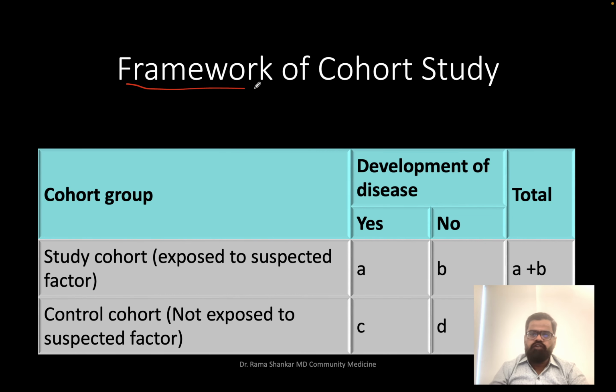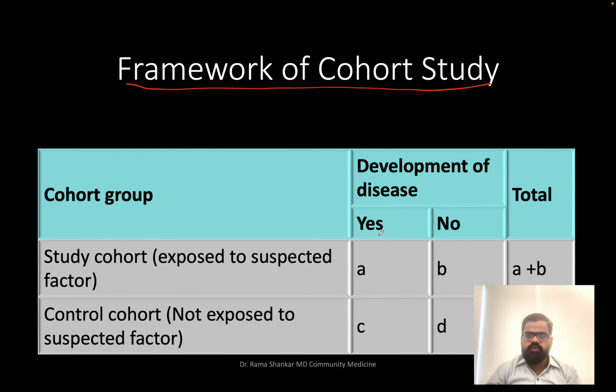As we all know, we have a framework of cohort study, and what is cohort study? It is generally prospective in design. So we have a study cohort which is exposed to certain factors, risk factors, suspected factors, and there is another cohort which we call the control cohort, which is not exposed to the factors. And then after a certain period of time, since it is a prospective study, we see how many people have developed disease, either in the study cohort or the control cohort.